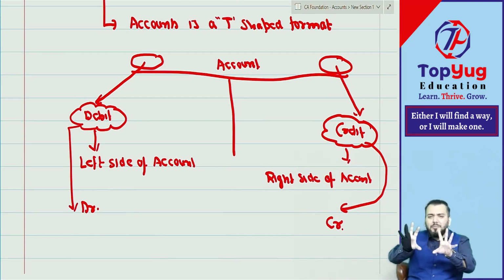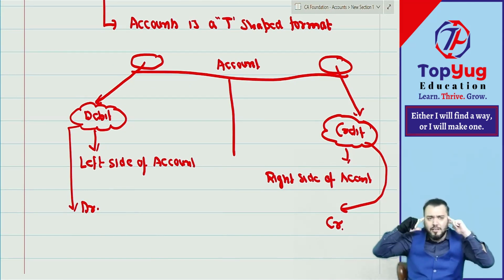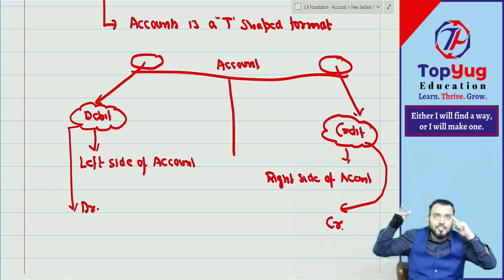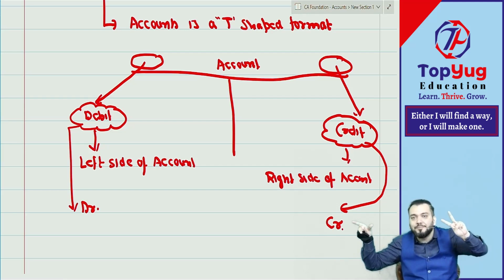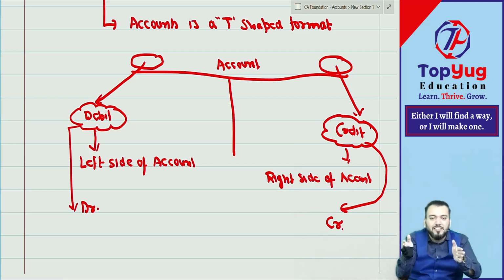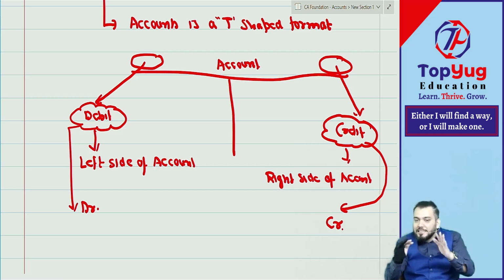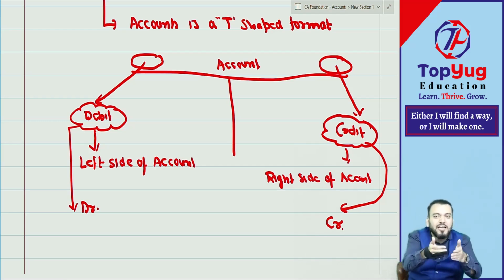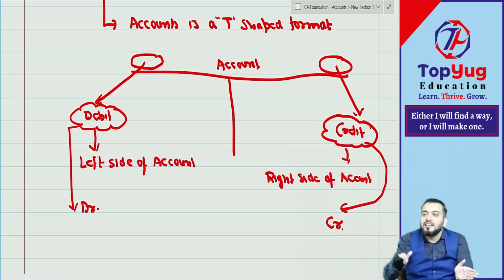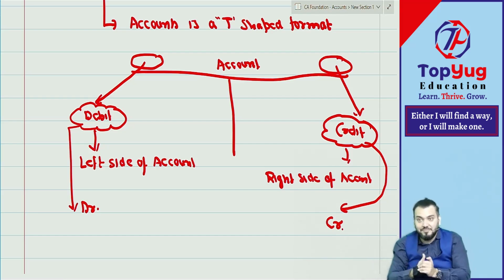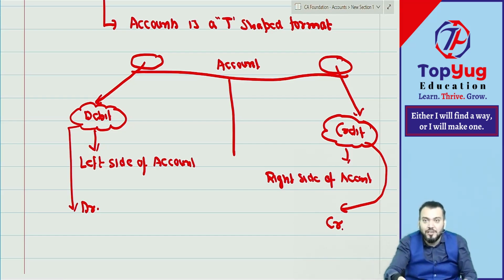I hope this much you have understood. Means I have just given the starting point of recording. Dual aspect concept means two aspects, debit and credit. Debit will be represented by the word DR. Credit will be represented by the word CR. Debit will be the left side of account. Credit will represent the right side of account. This much. Now we need to understand how to record in journal.